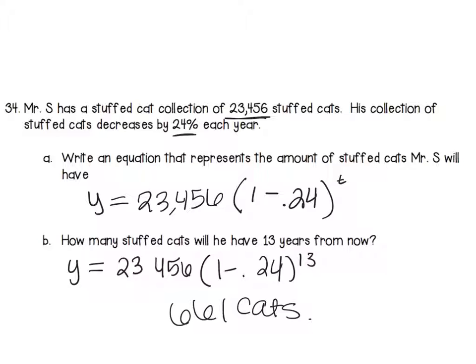Also, with these problems, I always think about if the answer would make sense. So if it decreases by 24% each year and it's 13 years, the answer of 661 cats would make sense. If my number would be larger than 23,456, I would know that that would not be an accurate answer.